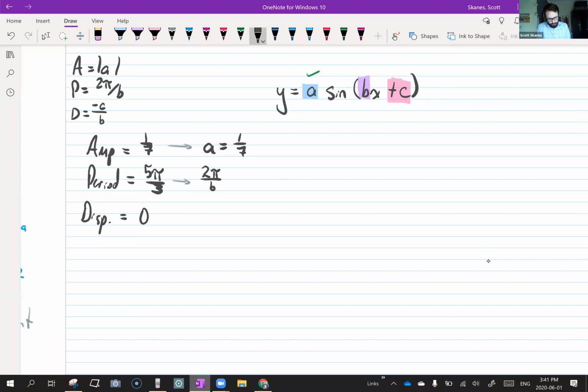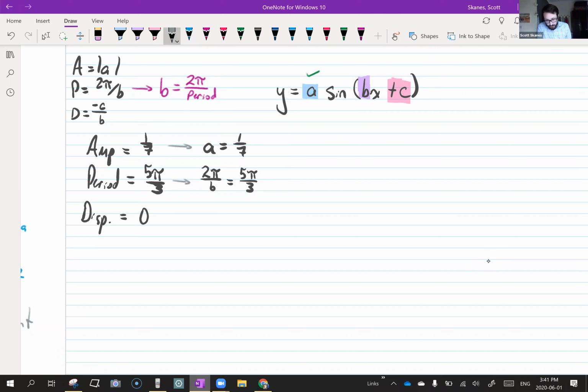Period is 2 pi over B. We also know period is 5 pi over 3. So we just make them equal to each other and solve for B. One nice shortcut that some students like to use: if you know the formula for period, you can simply rearrange it to get the formula for B. And you can take that as your formula for B if you want. It's up to you, or you can just go from first principles.